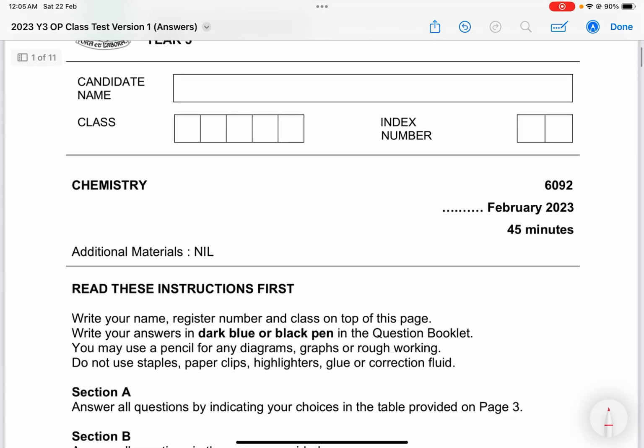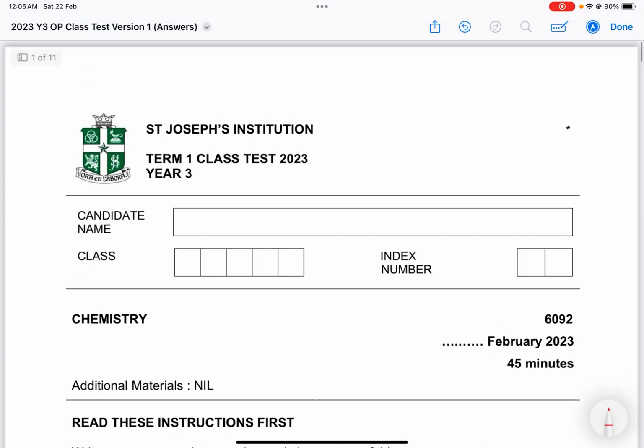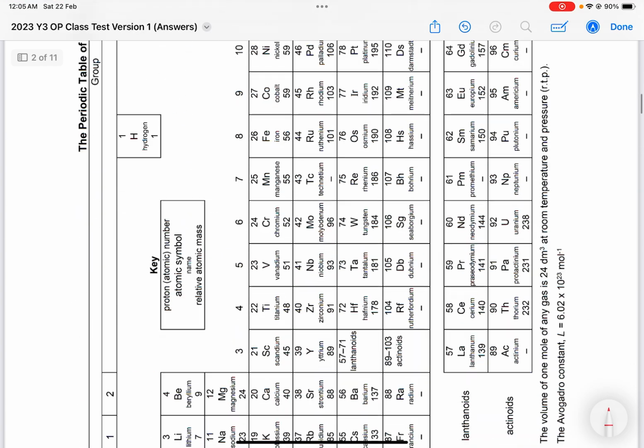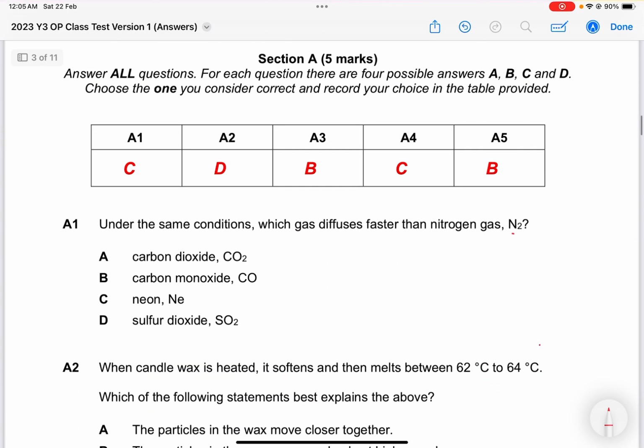Okay, let's go through this. So this is the term 1 class test in 2023 for the year 3. So this is the past year paper for year 3 WA1. Okay, 2023 version. So the answers are C, D, B, C, B for Section A, which is the MCQ. So let's go through the answers.